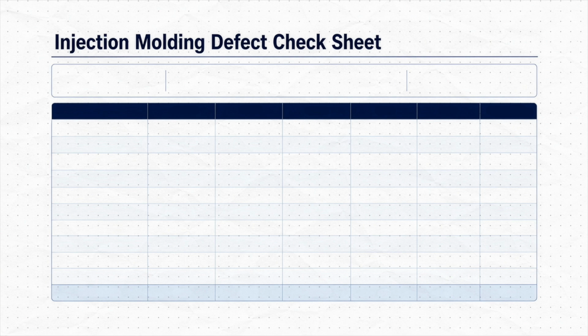Let us make this concrete with a completed defect check sheet recorded on a plastic injection molding line over 1 week. Start at the top. The header identifies who recorded the data, where it was collected, and the dates it covers. These 3 pieces of information are essential: who, when, and where. They make the data traceable so that when a pattern appears, you know exactly which line and which week it came from. A check sheet without this context is just a pile of numbers.